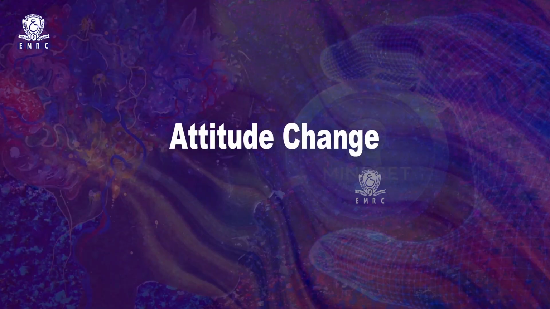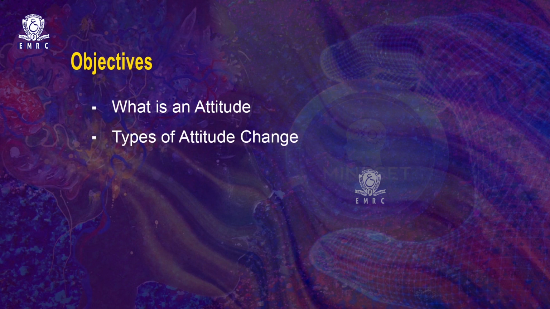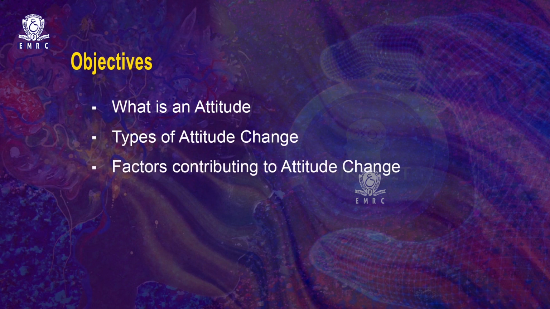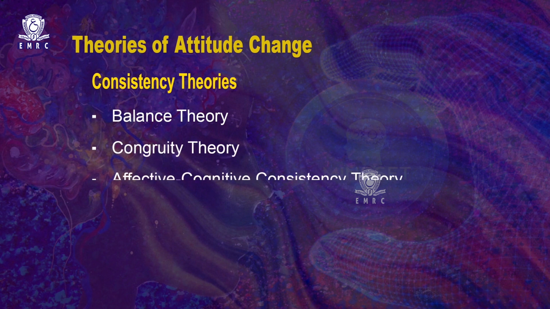Today we are going to deal with attitude change. In today's lesson we are going to deal with what is attitude, then types of attitude change. We will also talk about certain factors which contribute to attitude change in this process and then go to the theories of attitude change. In fact, we will be talking about certain theories which are a part of consistency theories like balance theory, congruity theory and affective cognitive consistency theory and so on and so forth.